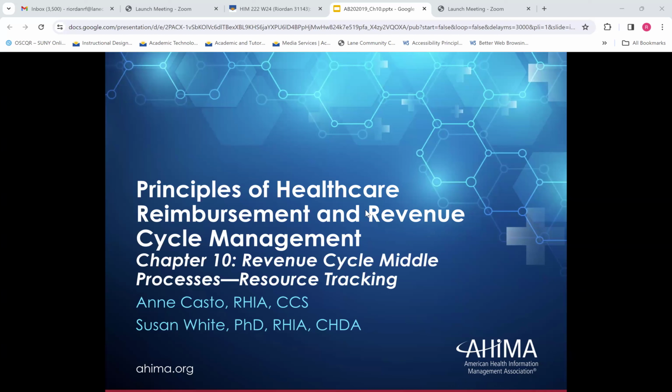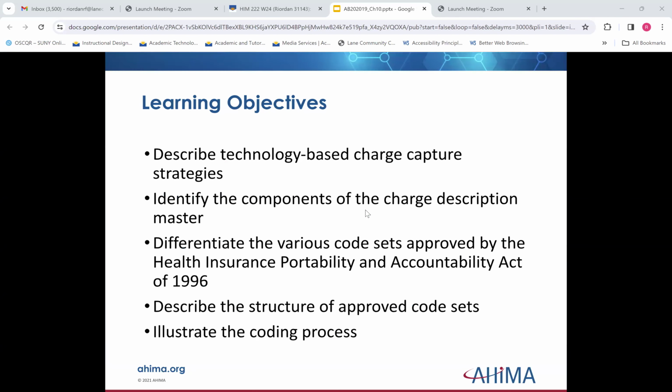This week, we're going to talk about the middle end processes in the revenue cycle. And again, these middle processes are the resource tracking. These involve such things as coding, the charge master, and others.